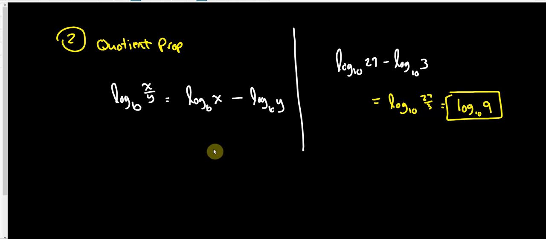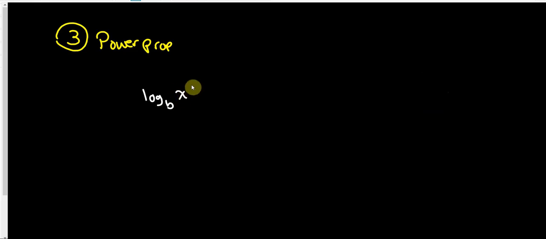Okay. And then finally, the last property. This is what they call the power property. Power prop. Okay, and it goes like this. And once again, it also can go either direction. So say I have a log base b, and I have some input x. And that input is raised to some exponent. We'll just use an r. You're allowed to rewrite this.